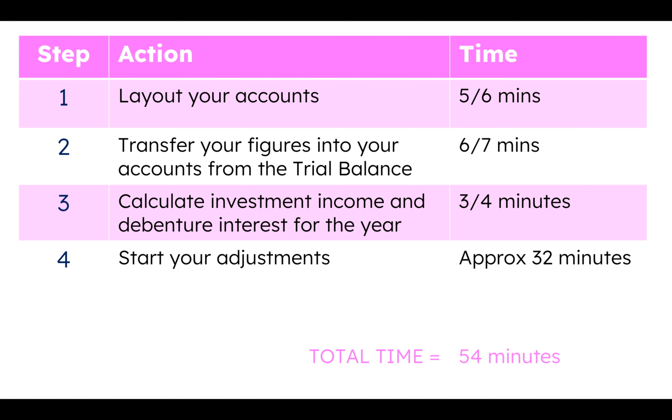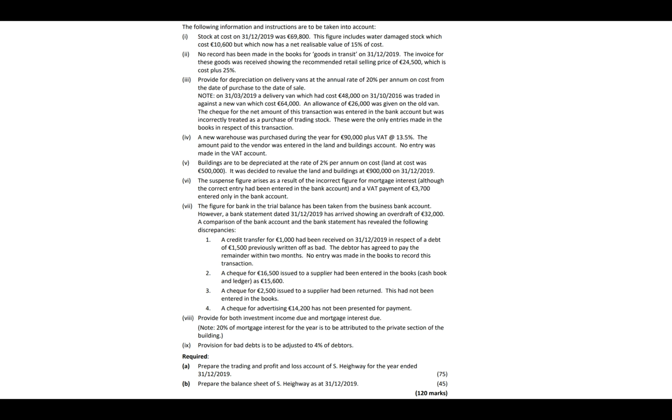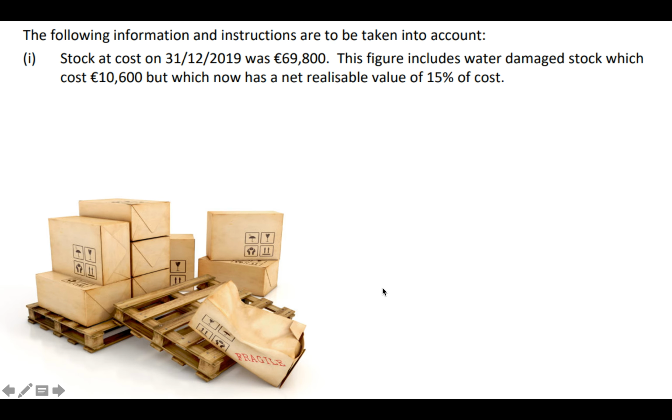Now you're going to go and do the adjustments, so 32 minutes to do these. So you've got 9 adjustments here. And this was the first time that a bank adjustment came up in a Sole Trader final account. So that was interesting there.